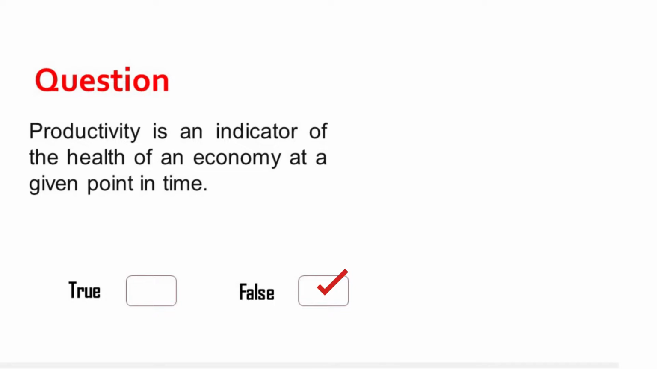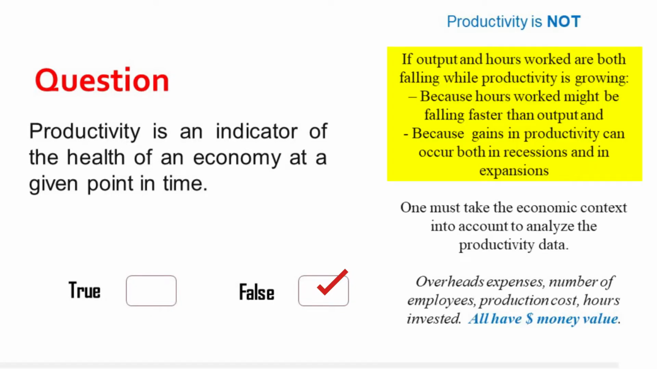Here is why. What if output and hours worked are both falling while productivity is growing? Because hours worked might be falling faster than output, and because gains in productivity can occur both in recession and in expansion. That is why one must take the economic context into account to analyze the productivity data.